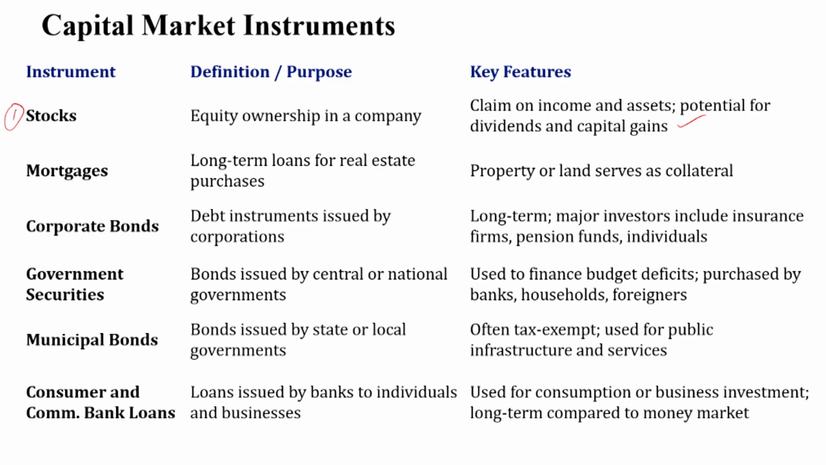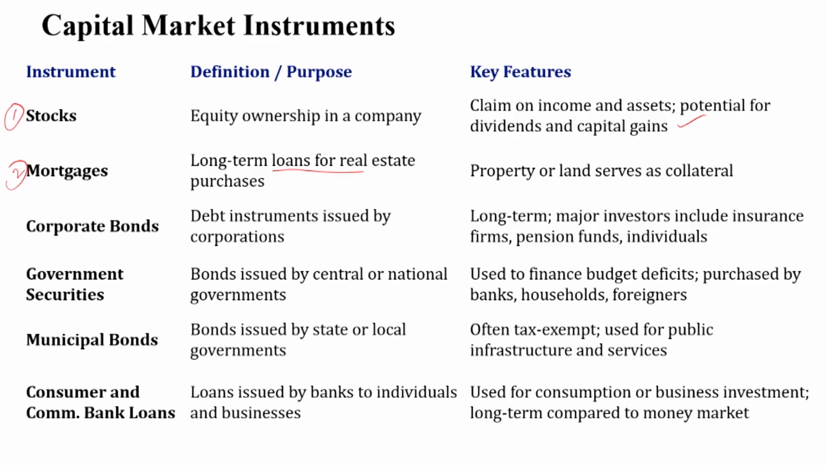Then, moving to the second capital market instrument, mortgages. Mortgages are long-term loans taken for real estate purchases, typically repaid over 15 or 30 years. The distinguishing feature is that the property or land itself serves as collateral, reducing the lender's risk. For example, if you take a loan for your house, that is a mortgage loan.